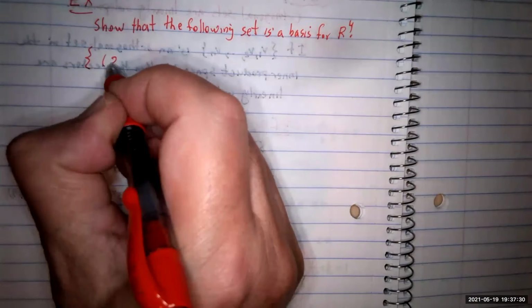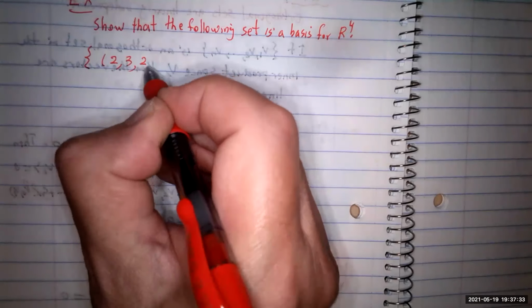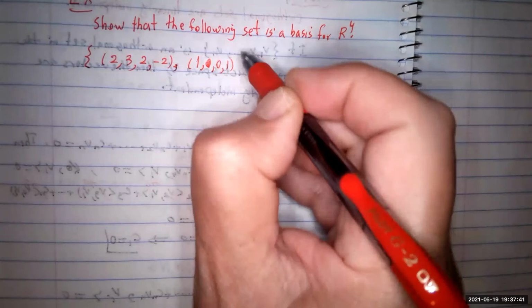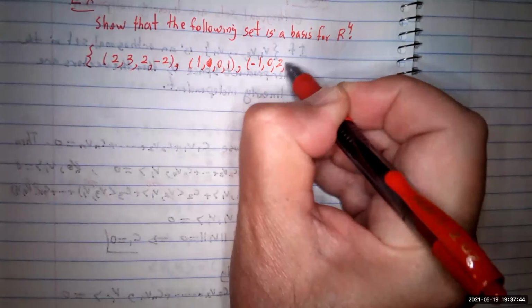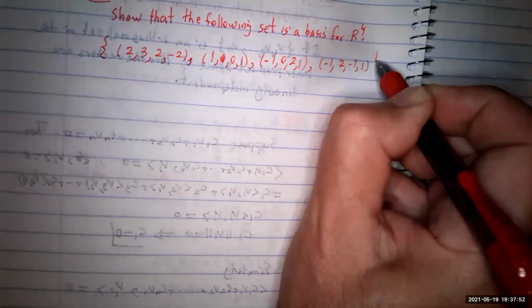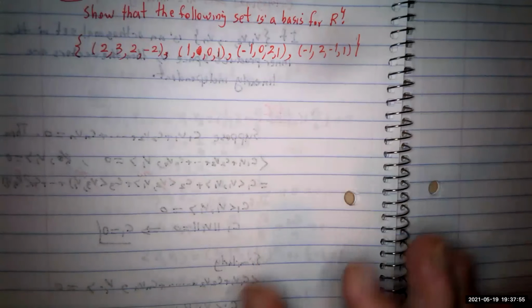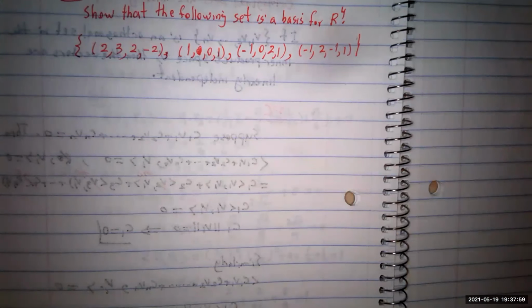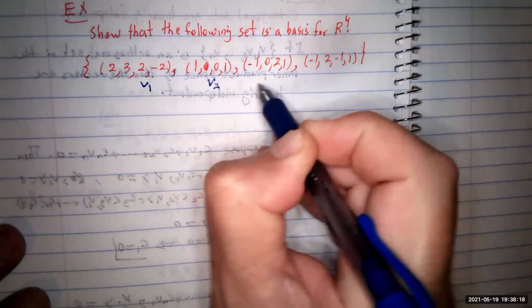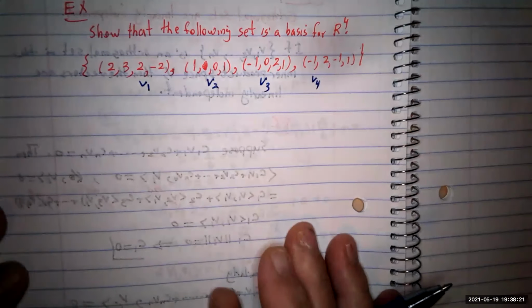The vectors are (2, 3, 2, -2), then (1, 0, 0, 1), then (-1, 0, 2, 1), and then (-1, 2, -1, 1). You see a set of four vectors, and you want to prove that this is a basis. You know that you have to prove that they are linearly independent. To prove it's linearly independent, according to the previous theorem, you need only prove that they are two by two orthogonal, or that it's an orthogonal set. So you may call them v1, v2, v3, and v4, and quickly check that they are orthogonal.